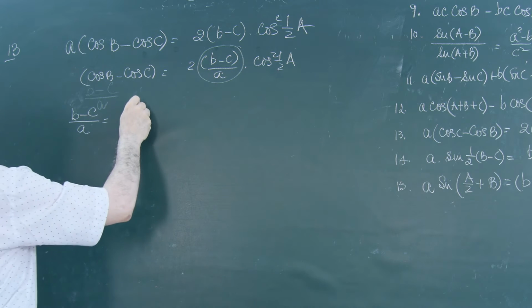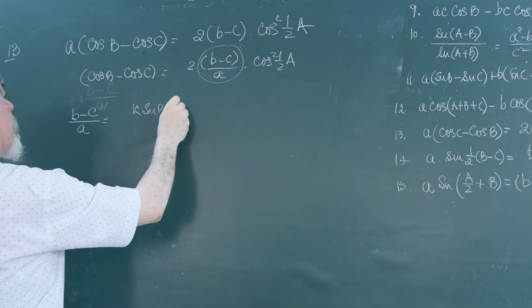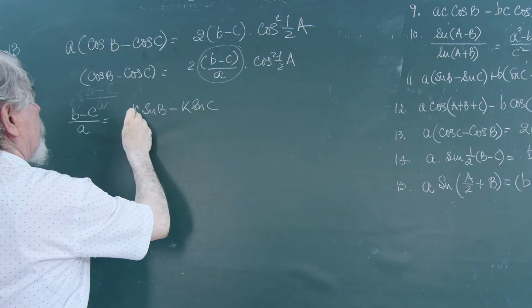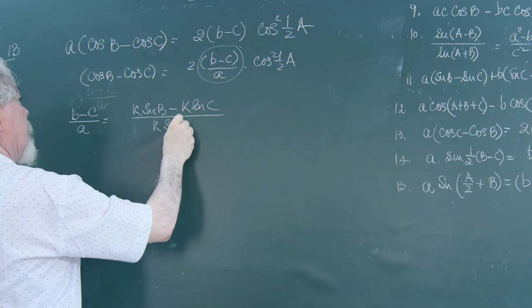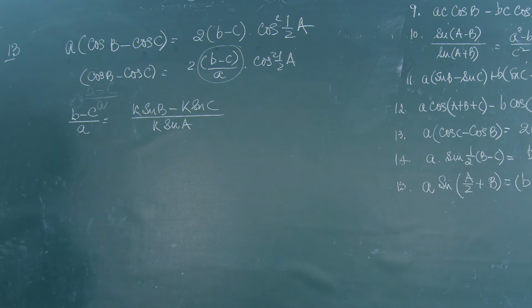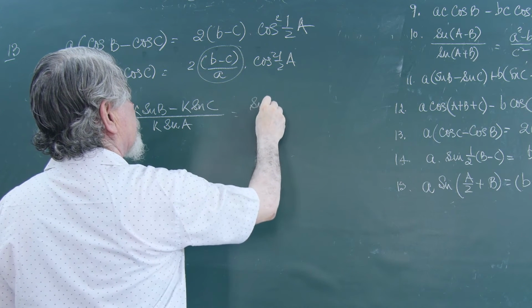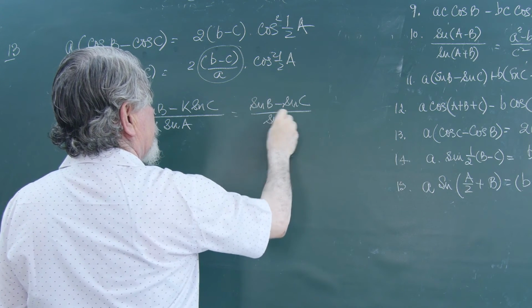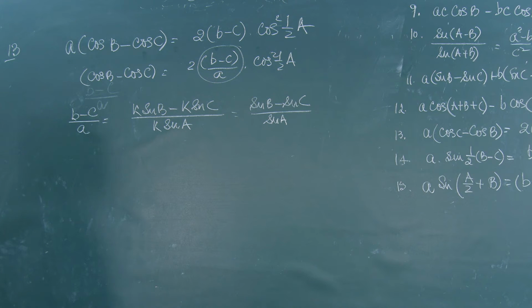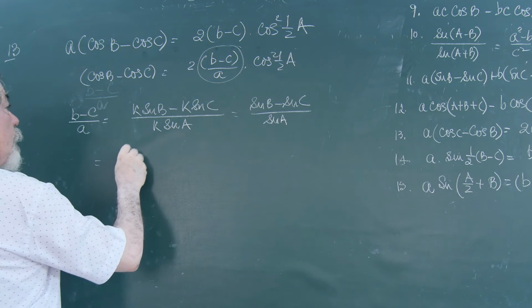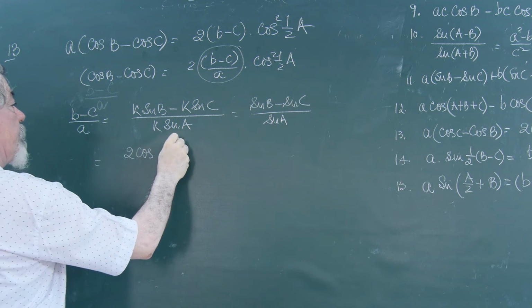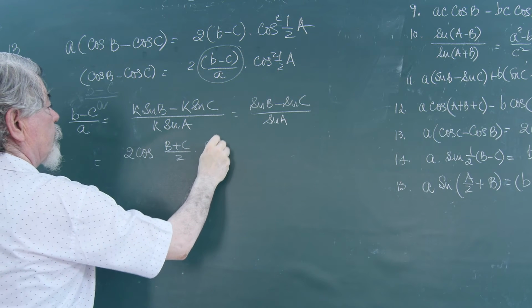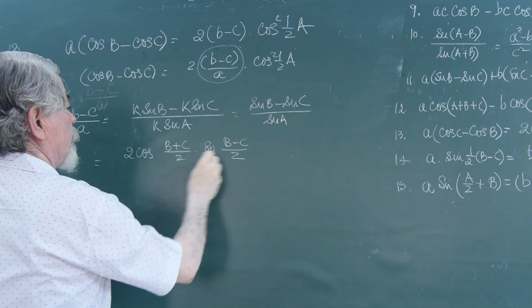I can write it as K sine B minus K sine C upon K sine A. K will cancel. I'll get sine B minus sine C upon sine A. This is sine C minus sine D. Let us apply the formula of sine C minus sine D, which is 2 cos (B plus C) upon 2 into sine (B minus C) upon 2.